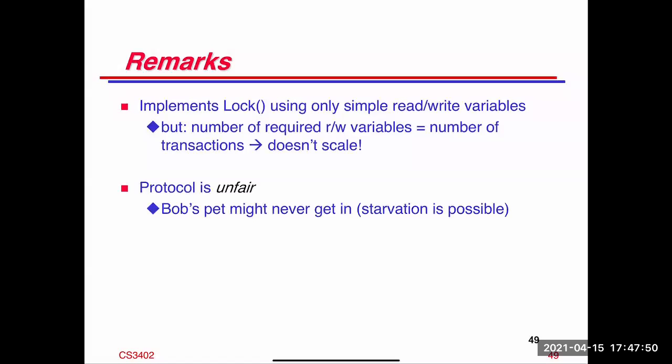Another problem about this protocol is that it's unfair in the following sense. Bob's pet might never get in, because if Alice's pet wants to go into the pond, Bob is always going to defer to Alice. Okay, so starvation might still happen for this transaction.